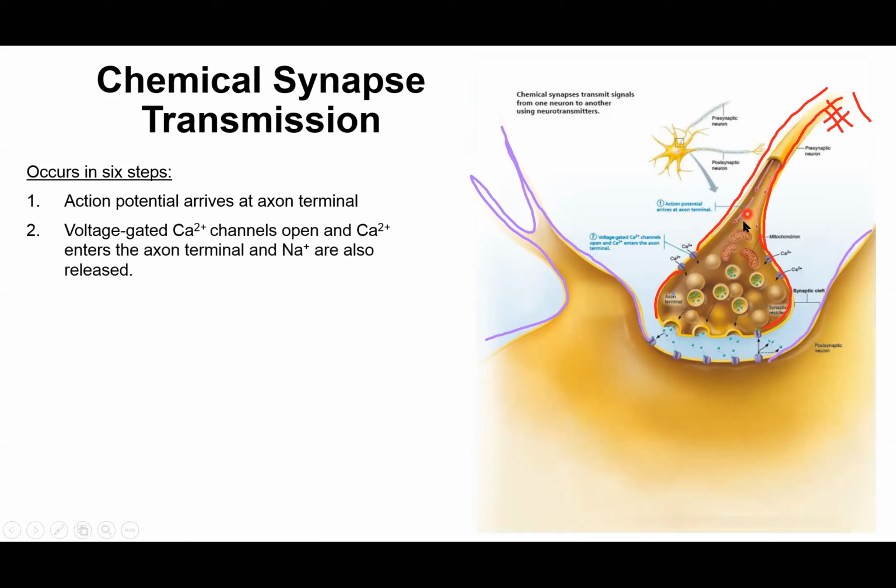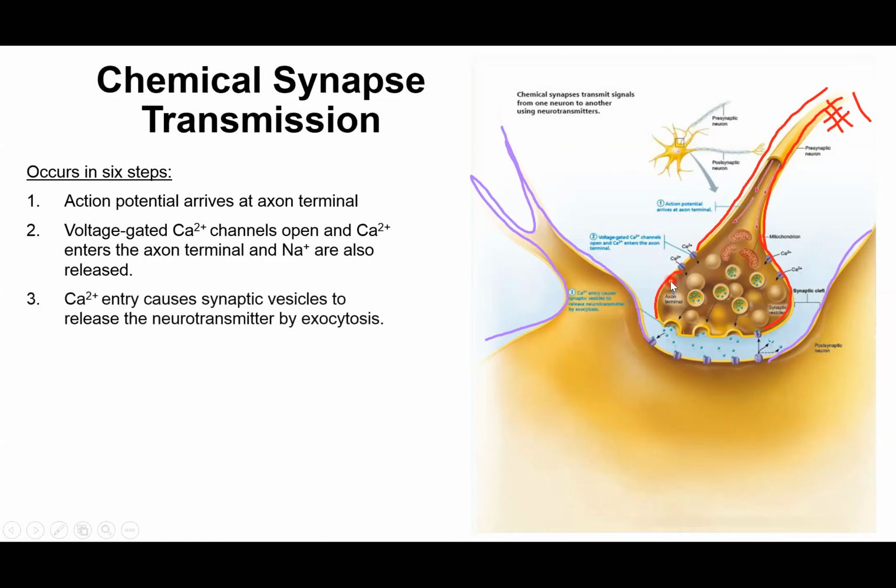When that action potential arrives, voltage-gated calcium channels open, right? Because an action potential is an electrical signal. And so that's going to change the membrane potential that's located here. And that membrane change, which is a voltage change, is going to cause these calcium channels to open. And this is going to lead to calcium entering the axon terminal.